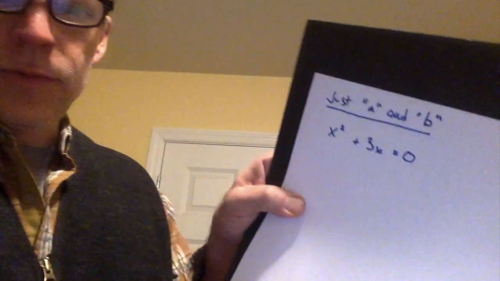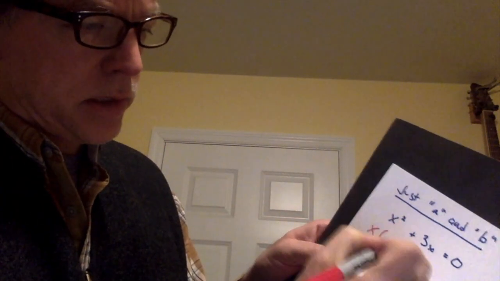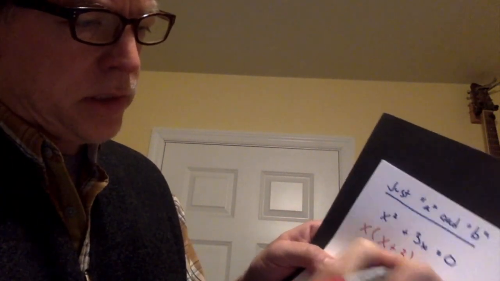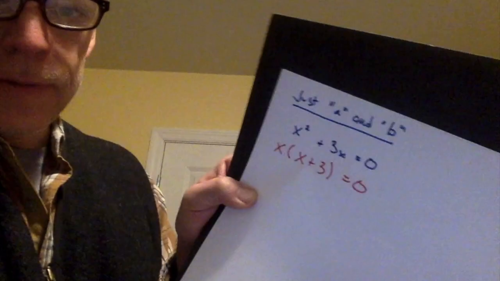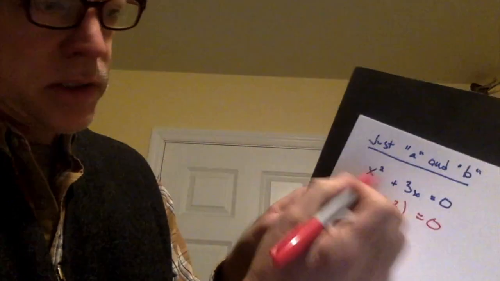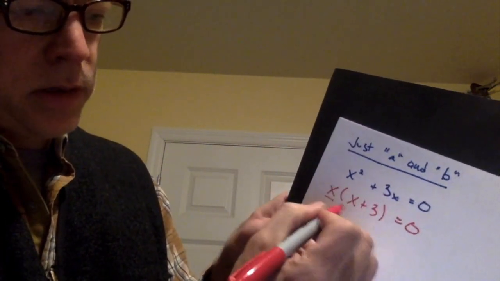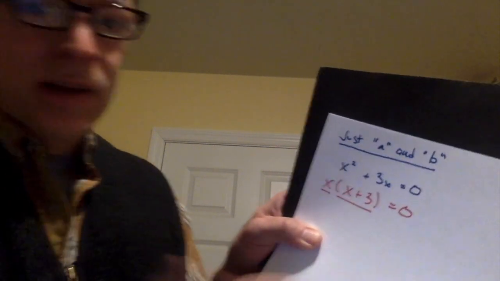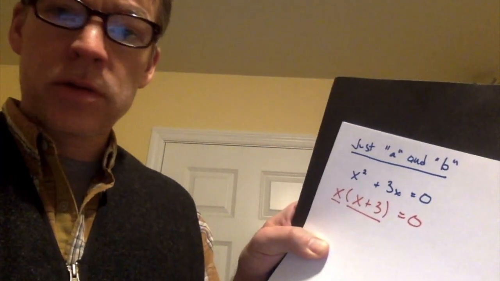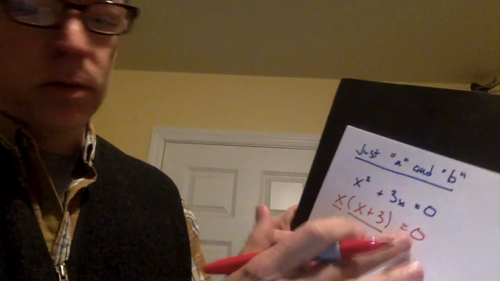Okay, so hopefully you remembered, you can pull an x out of both of those terms. So you have x and then x plus 3 equals 0, like that. And then we learned the nice thing about that is we've turned this thing with an addition problem into a number times another number equals 0. And what has to be true then about one of those numbers? One of them would have to be 0 for you to get a 0 over here.